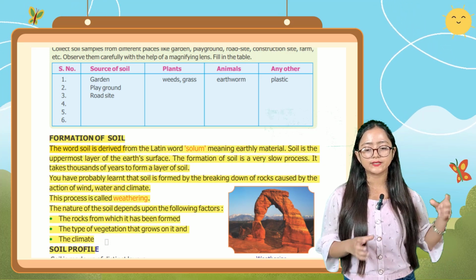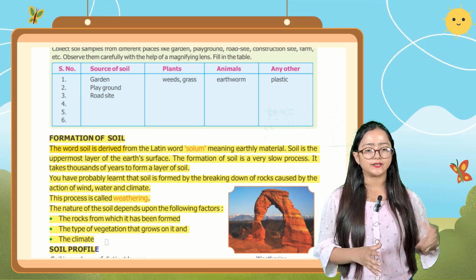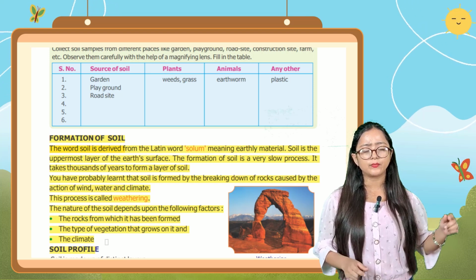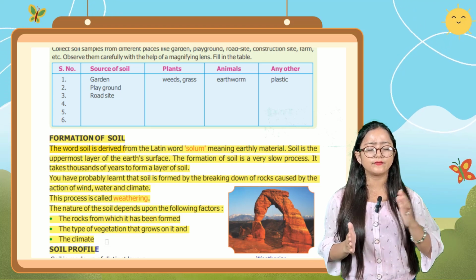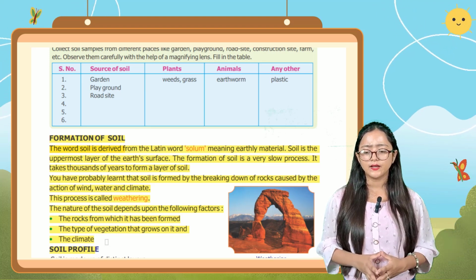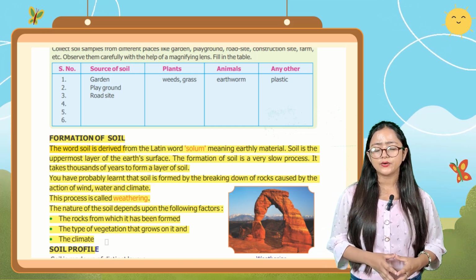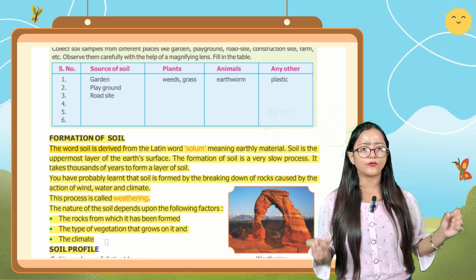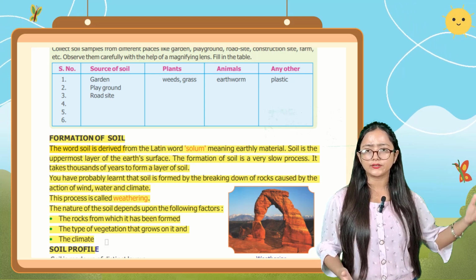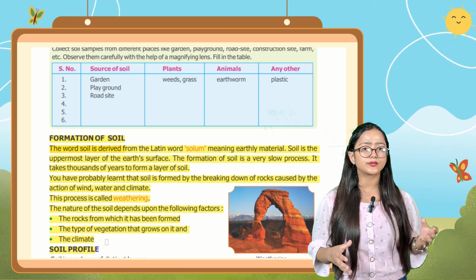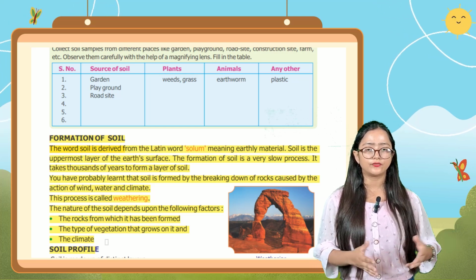The word soil is derived from Latin word that is solum, meaning earthly material. Soil is the uppermost layer of the earth's surface. The formation of soil is a very slow process. It takes thousands of years to form a layer of soil. You have probably learned that soil is formed by the breaking down of rocks caused by the action of wind, water, and climate. This process is called weathering. This process is known as weathering of soil, weathering of rocks to form soil.